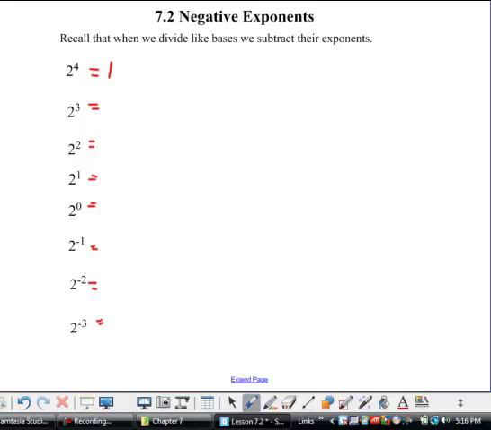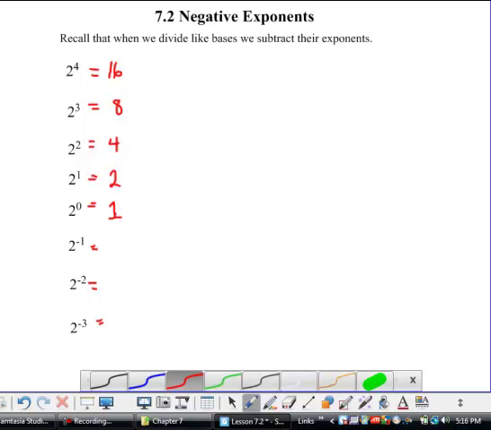2 to the fourth power is 16. 2 to the third power is 8. 2 squared is 4. 2 to the first is 2. And if you remember, anything to the 0 power is always 1. Well, this can tell you why.